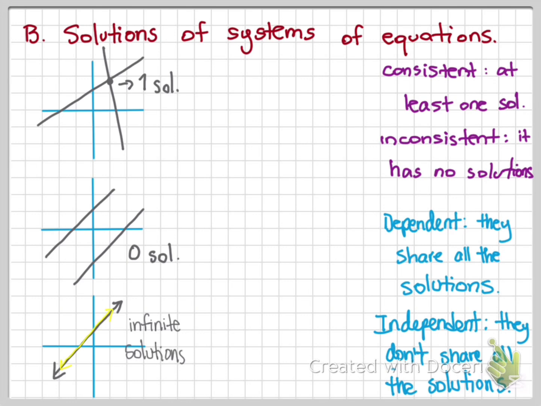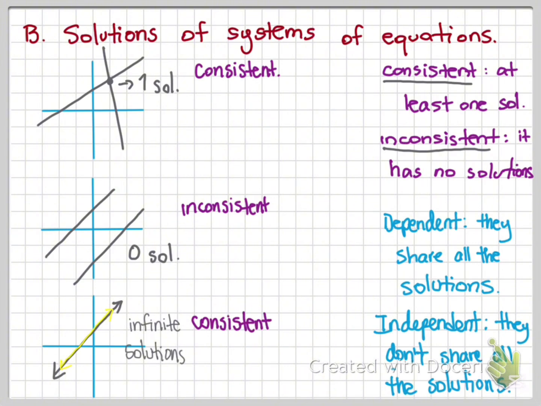So here on the right, I have these two types of categories. The first one is consistent or inconsistent. Consistent is when it has at least one solution. So we can say that the first one is consistent because it has one solution, and it has to have at least one solution to be consistent. The next one is inconsistent because it has no solutions, and to be consistent, it has to have at least one. Now, the last one, it is also consistent. It is consistent because it has at least one solution. It actually has infinite solutions.